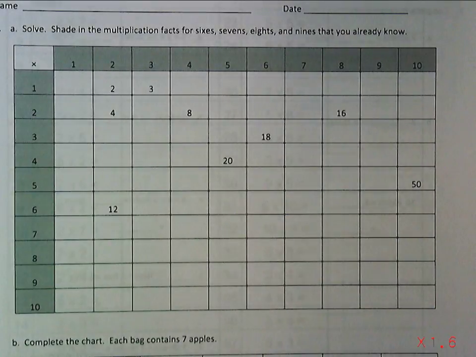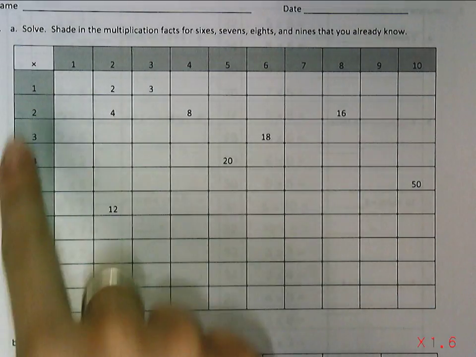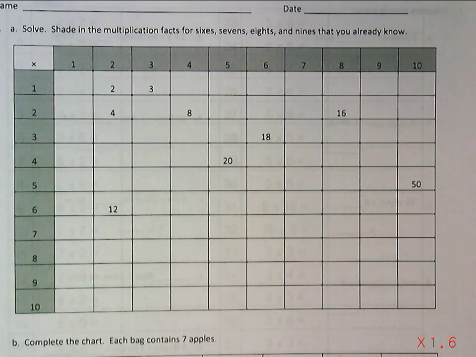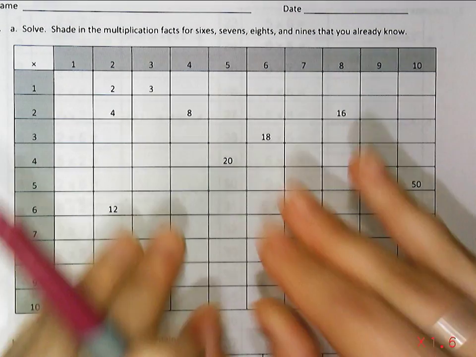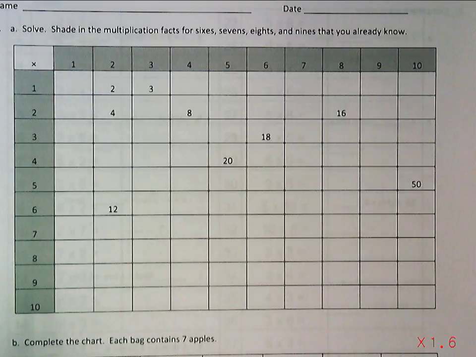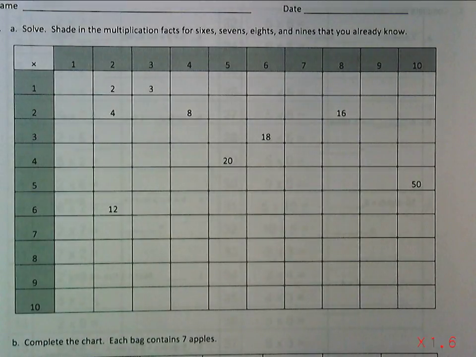We're moving on. So this is called a multiplication chart. All of the white boxes, this is where we're going to write our products. All of the shaded boxes are the numbers that we will multiply together to find the products.